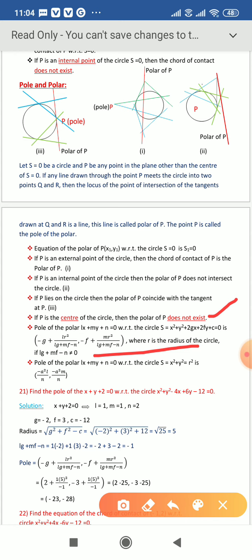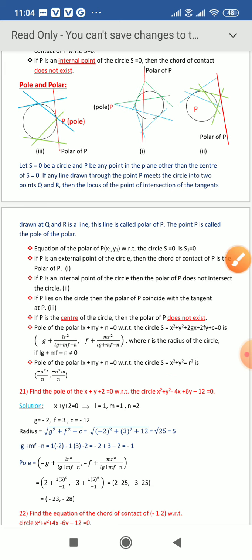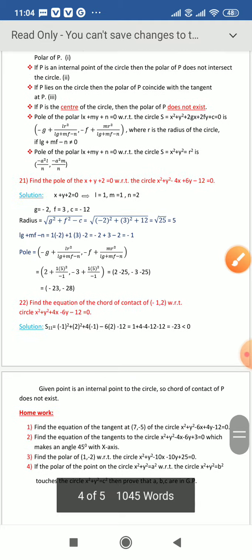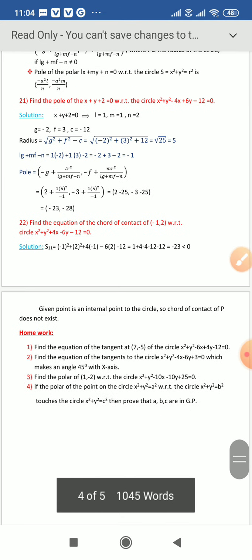If the circle is x square plus y square is equal to r square, the pole is (minus a square L by n, minus a square m by n). Here a square is r square, sorry, so the pole is (minus r square L by n, minus r square m by n). This is the pole for the circle with center 0, 0. From these concepts, now that we have discussed the formula, a simple problem.